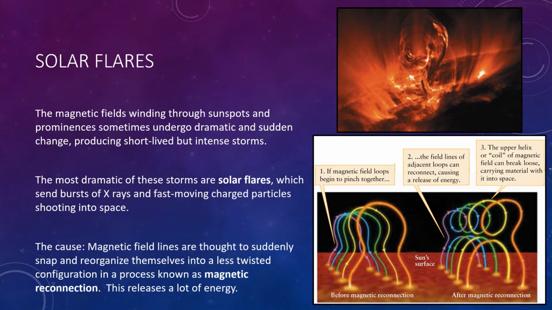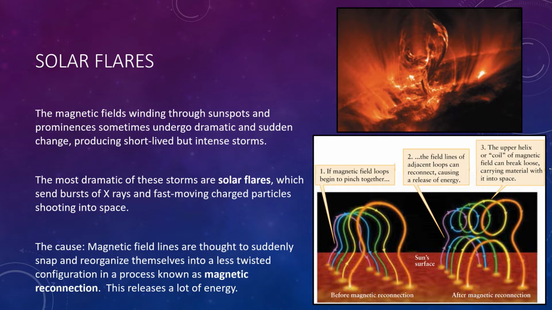The magnetic fields, winding through sunspots and prominences, sometimes undergo dramatic and sudden change, producing short-lived but intense storms on the sun. The most dramatic of these storms are called solar flares, which send bursts of X-rays and fast-moving charged particles shooting off into space. Solar flares generally occur in the vicinity of sunspots, which is why we think that they are created by changes in magnetic fields.